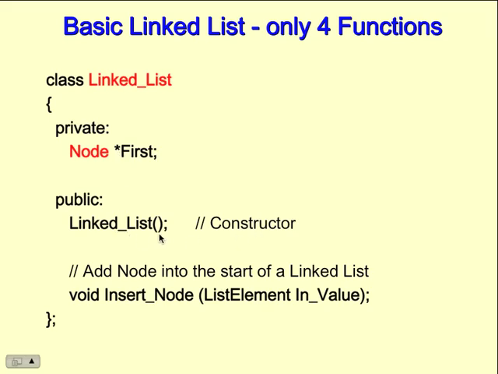And then we have a constructor linked list. And we're going to add a node into the start of the linked list, because we're going to use the first item here. So we're going to have this method here. It's going to say void insert node. And the method's going to take a parameter. It's going to be the list element in value.